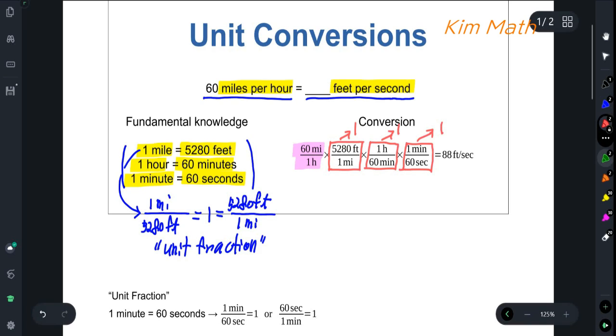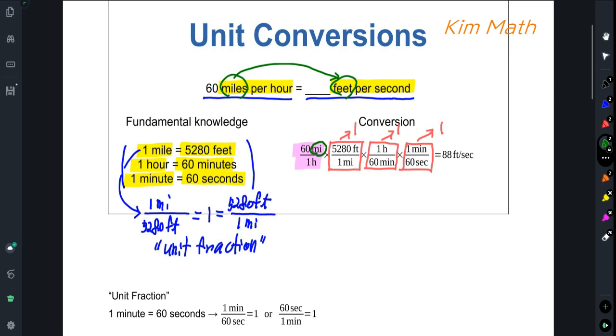Here, in your numerator you have a mile, but you need feet, right? From mile to feet, which means we must eliminate the mile. To do so, please note that in your second unit fraction, you have a mile at your bottom. Good? So we can cancel out mile here. Then you have feet here, and I need feet here, right? So the first conversion is good.